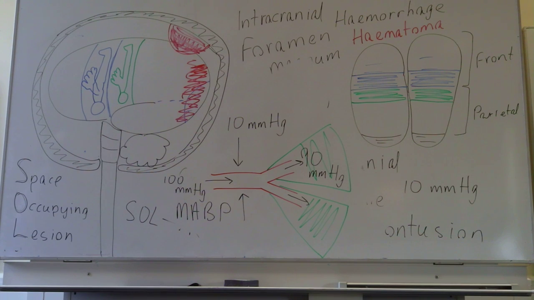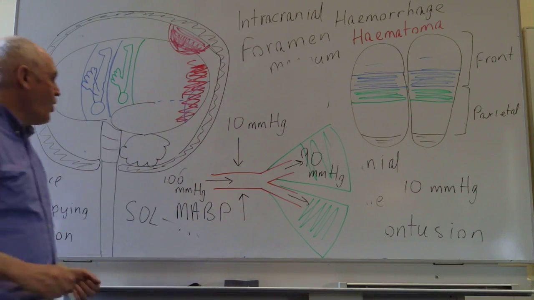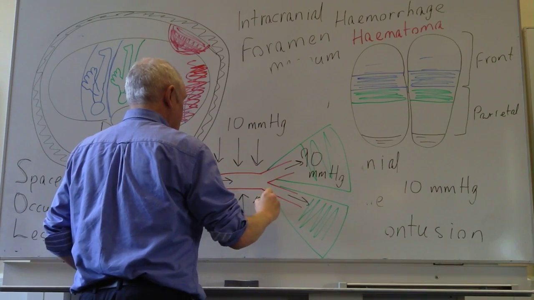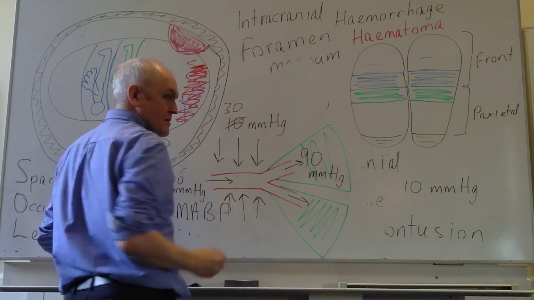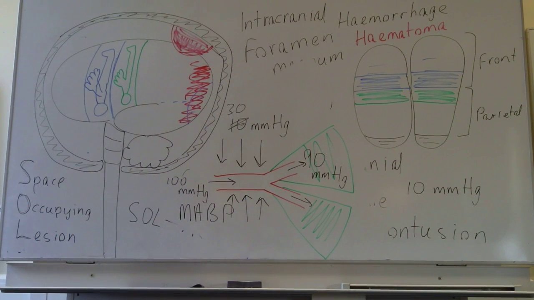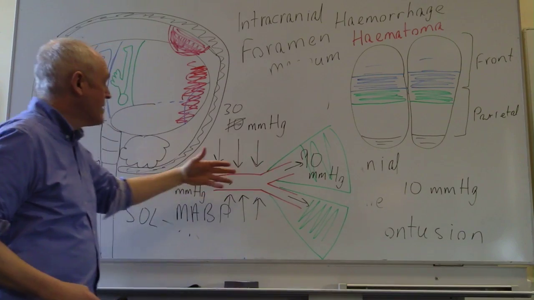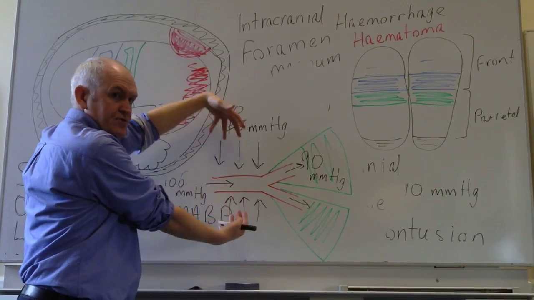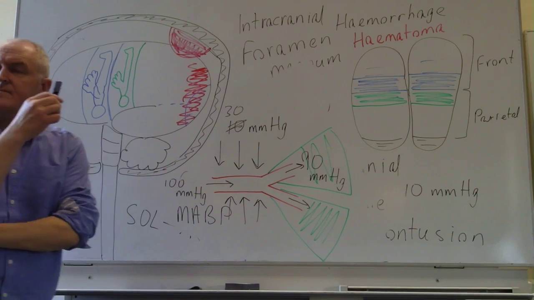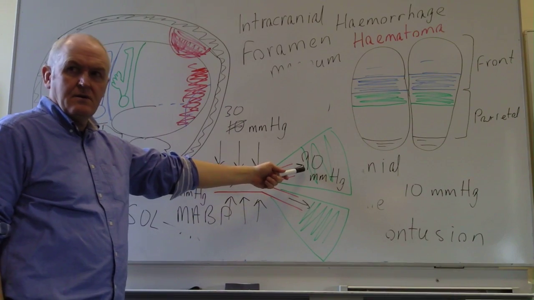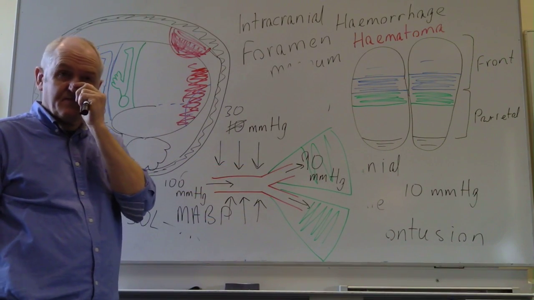But if we've got a space-occupying lesion that's raising intracranial pressure, can you see we're going to have more pressure on here? This could have gone up. So now there's still 100 pushing through, but can you see now we've got 30 trying to keep that 100 out? So how much pressure is getting through to the brain now? Only 70. It's dropped, hasn't it?